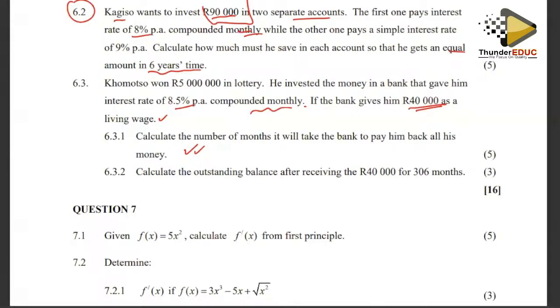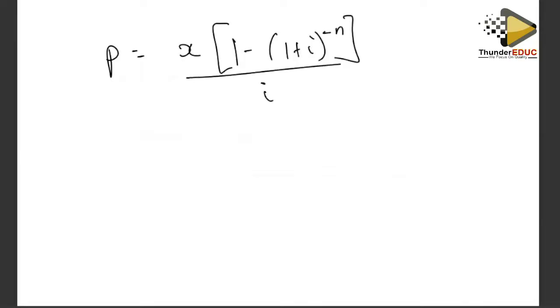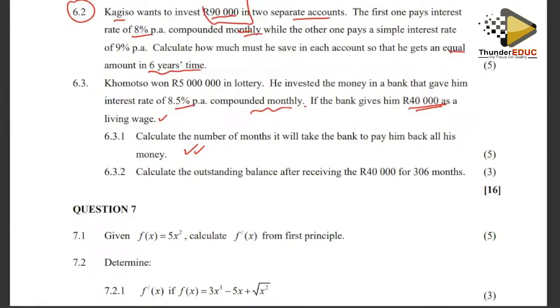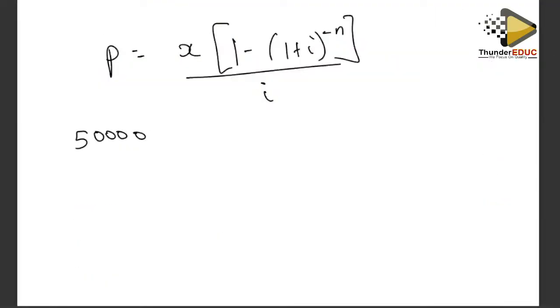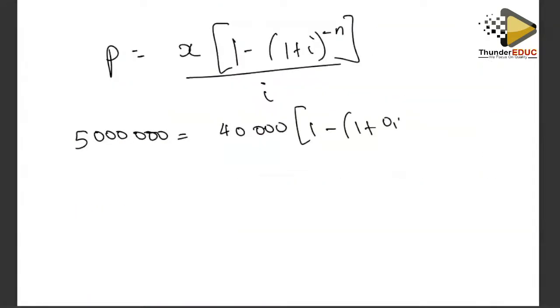So if I look at this page, we know that my present value is given as x times 1 minus 1 plus i to the exponent of negative n, over i. So our P is 5 million, our x is 40,000, into 1 minus 1 plus the interest rate, which is 8.5% compounded monthly, so 0.085 over 12, to the exponent of negative 12n.